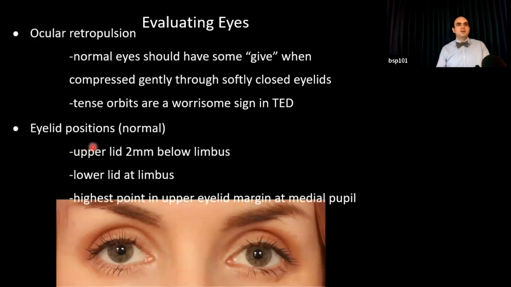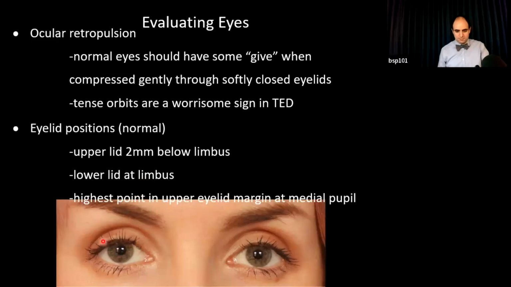So the thing to just pay attention to is that the upper lid sits approximately 2 millimeters below the upper limbus. It varies a bit, but that is roughly where it normally sits. The lower lid sits roughly at the lower limbus. And then the highest point in the upper eyelid arch is roughly at the medial border of the pupil. It varies slightly, but it's very strange for it to be out here.